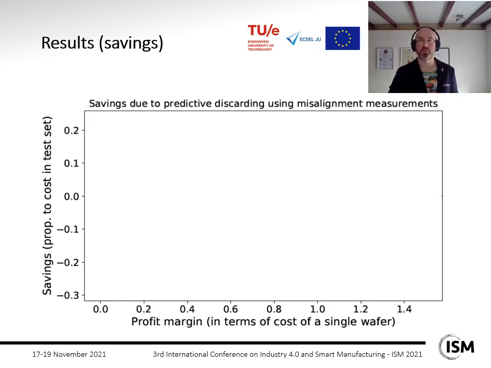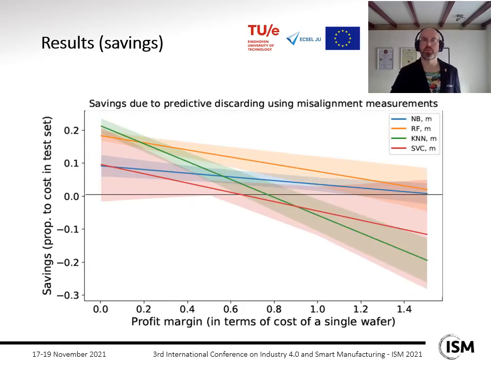For example, if the profit margin is 0.6, then the value of the finished item is 60% higher than the manufacturing costs. So if we then combine those results that we just saw for each of these models, we see here that certain models have benefits in predictive discarding depending on whether the profit margin is low enough. For very high profit margins, it's very, very important not to make any false positives. But if the profit margin is low, the saved resources are much more important than the missed revenue.